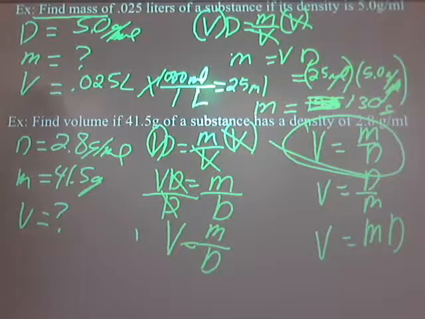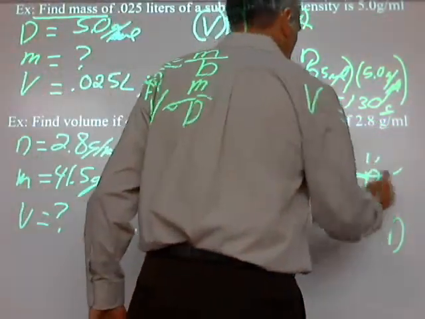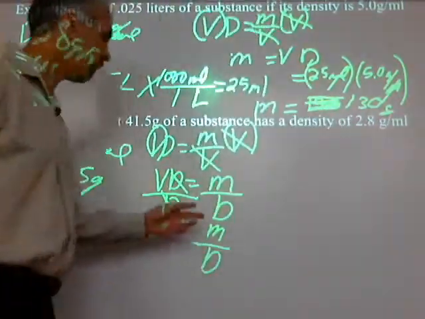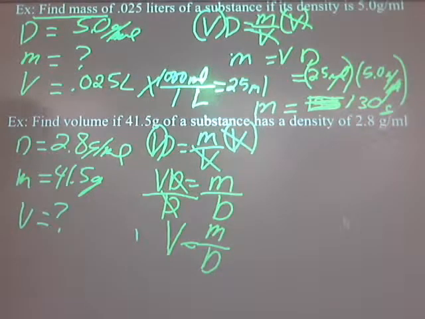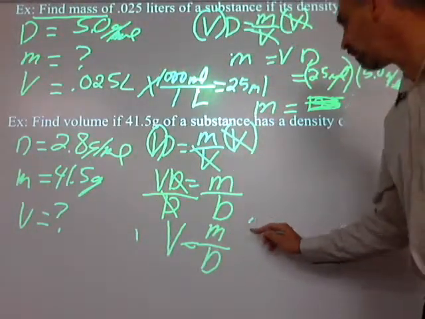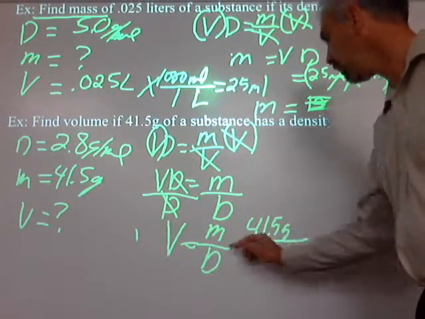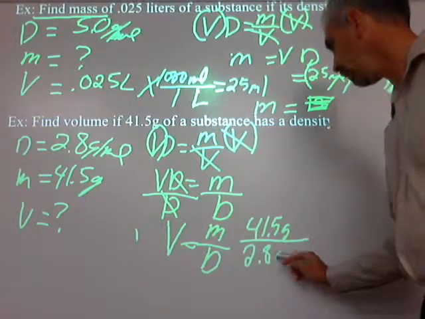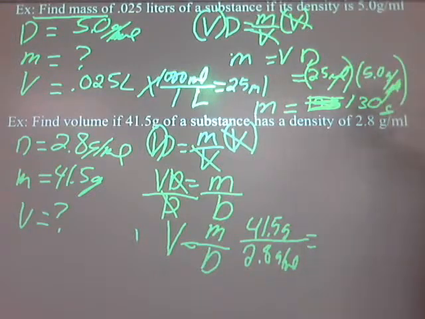All right, let's erase these and finish it up. Now, once you have it set up, you do the last thing and you plug in the numbers. M is 41.5 grams. D is 2.8 grams per milliliter. Okay? Get a calculator out. This one can't be done in your head. No one has 2.8 quarters in their pockets that are worth 41.5 cents. So you can't do it.